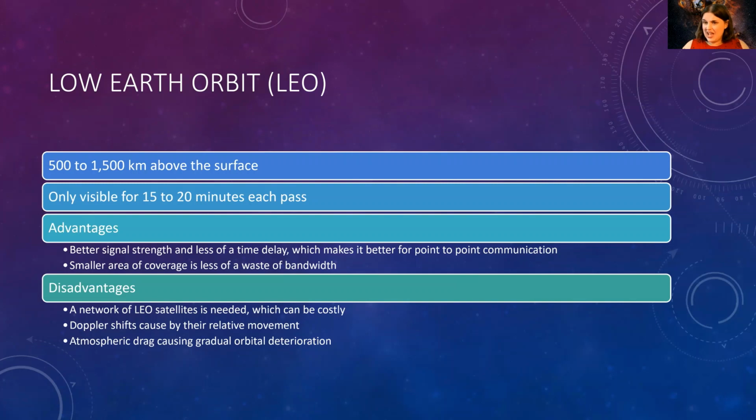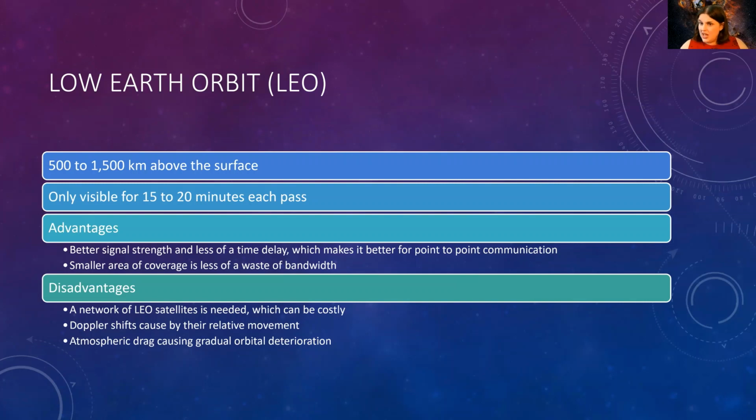Also, you have to deal with atmospheric drag. Keep in mind, they're on the bare edge of our atmosphere. So there's just enough of an atmosphere that could cause drag on them and deteriorate their orbit, where they could eventually fall down to Earth.